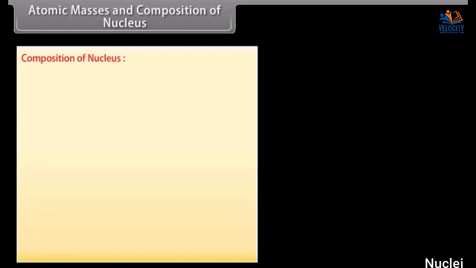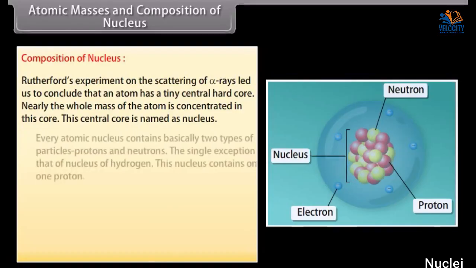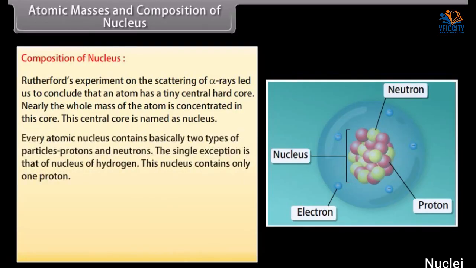Composition of nucleus. Rutherford's experiment on the scattering of alpha rays led us to conclude that an atom has a tiny central hard core. Nearly the whole mass of the atom is concentrated in this core. This central core is named as nucleus. Every atomic nucleus contains basically two types of particles, protons and neutrons. The single exception is the nucleus of hydrogen. This nucleus contains only one proton.